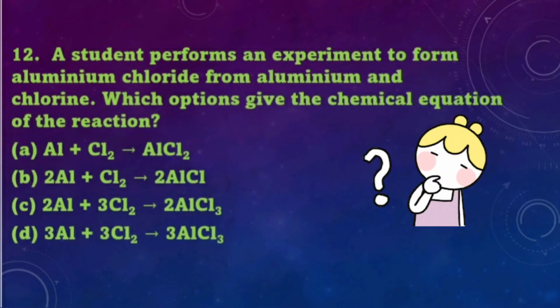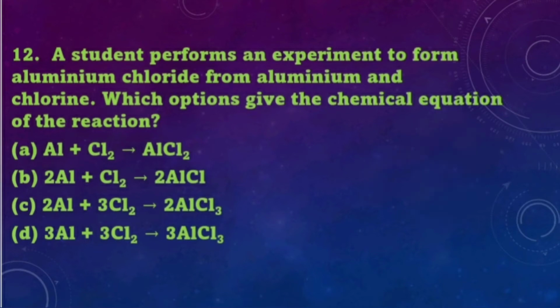Question number 12. A student performs an experiment to form aluminium chloride from aluminium and chlorine. Which option gives the chemical equation of the reaction? The answer is option C, that is 2Al plus 3Cl2 gives 2AlCl3.